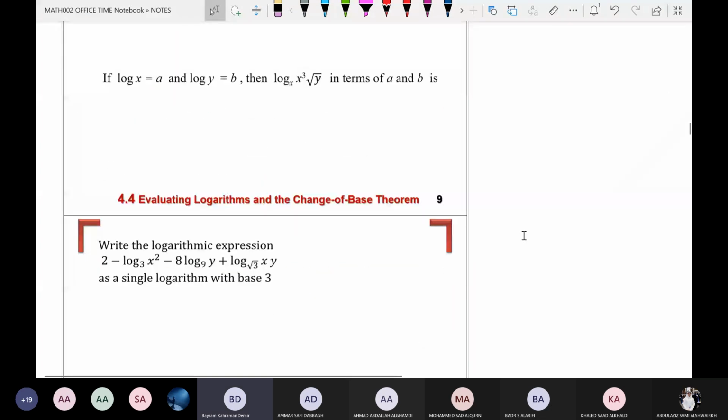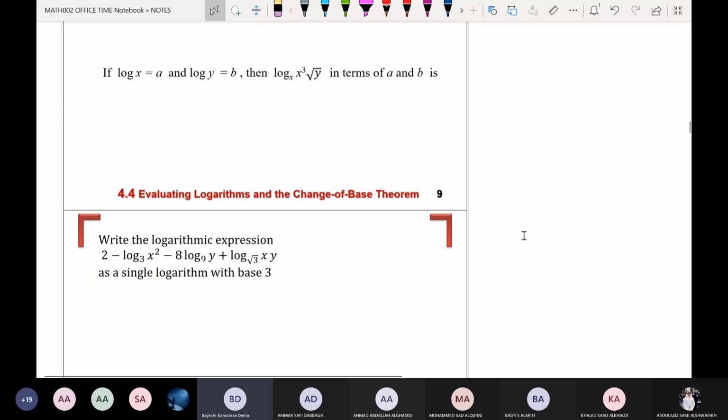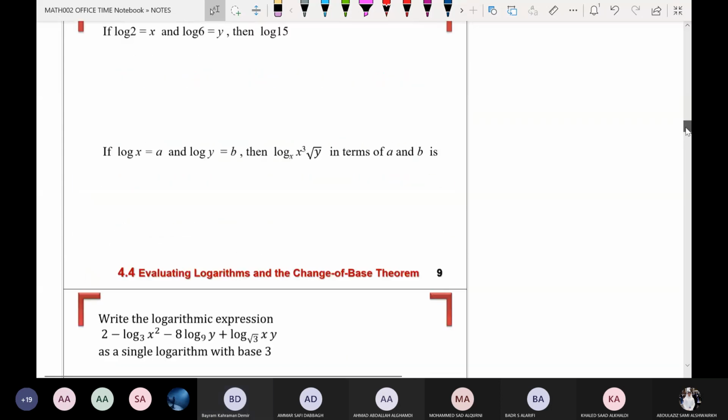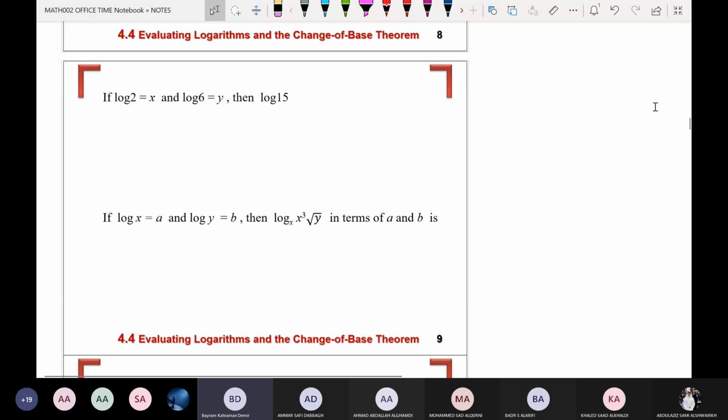Let's see. Logarithm of 2 is x, and logarithm of 6 is y. Then how can I write logarithm of 15 in terms of x and y? Well, the first thing we need to remember, Shabab, is that this is the same as logarithm of 5 plus logarithm of 3.